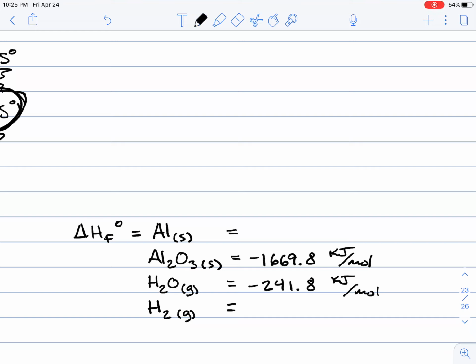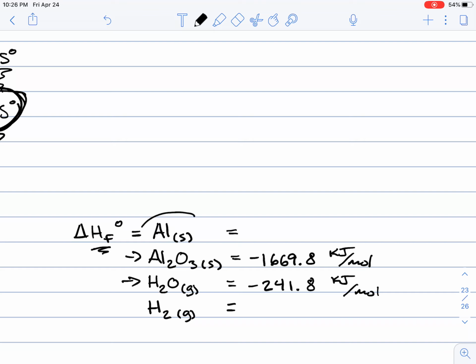And so here in this case, aluminum oxide is going to be negative 1,669.8 kilojoules per mole. So that's the heat of formation for aluminum oxide. And that of water in its gaseous state is going to be negative 241.8 kilojoules per mole. Once again, I'm grabbing all of these numbers from the reference sheet that's found in your Canvas folder for this specific chapter.